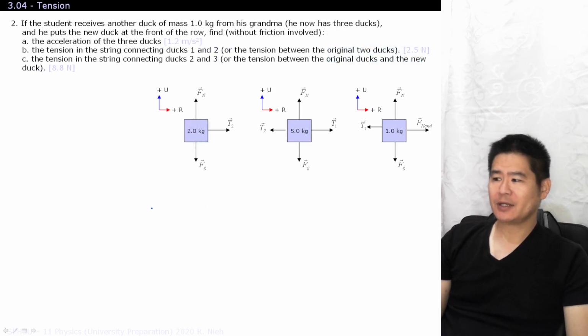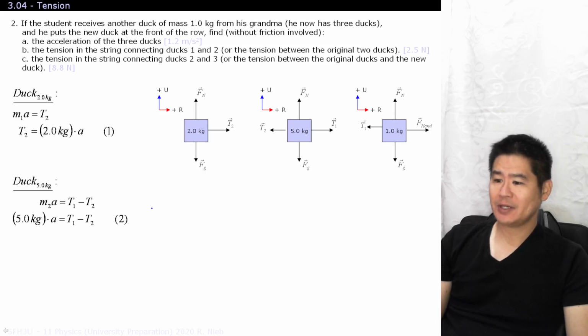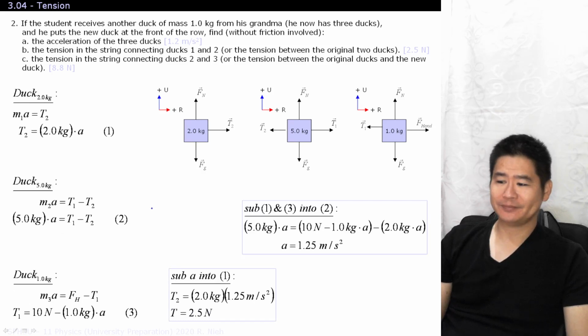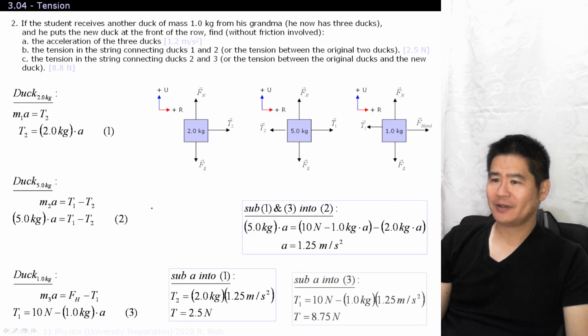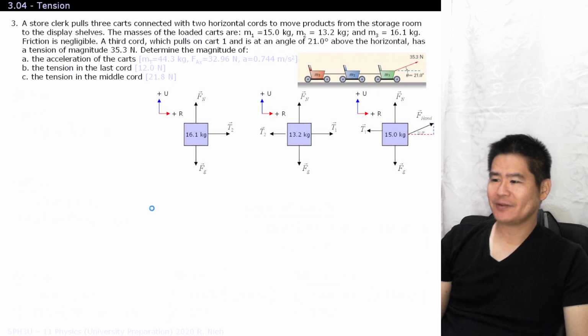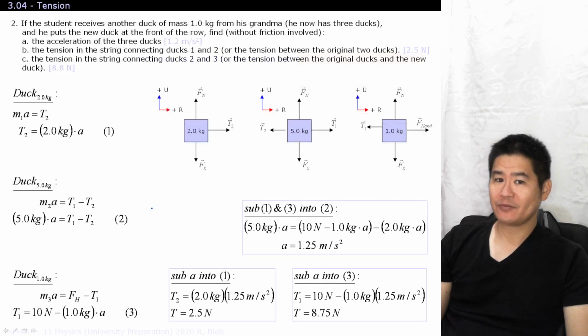Let's say we get another duck and we add it to the chain. You can imagine that for a problem like this, it's a whole lot more complicated in solving. That's fine. How about I give you a hint? How would you solve this using the shortcut from tomorrow?